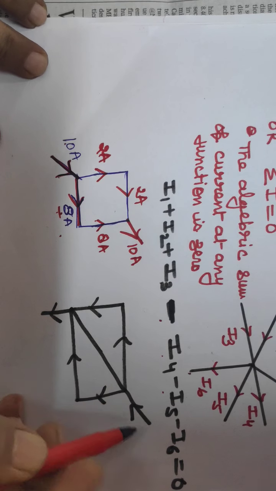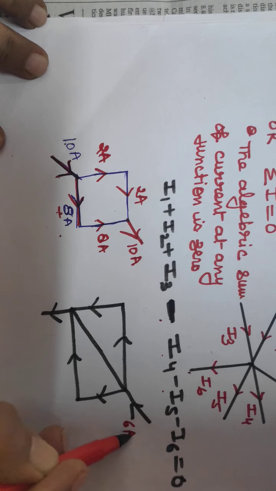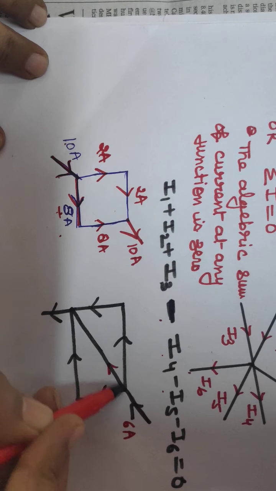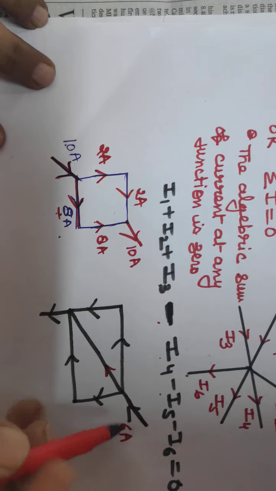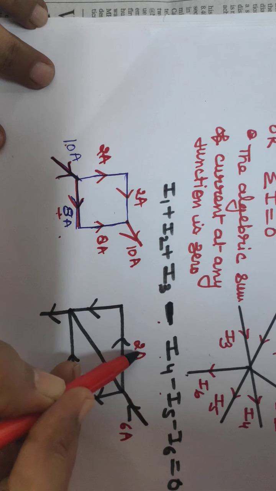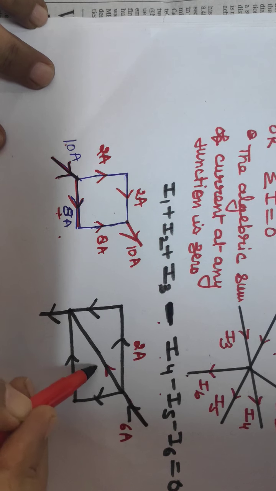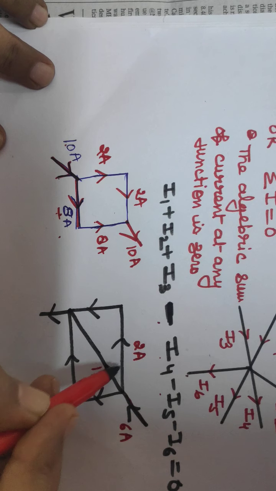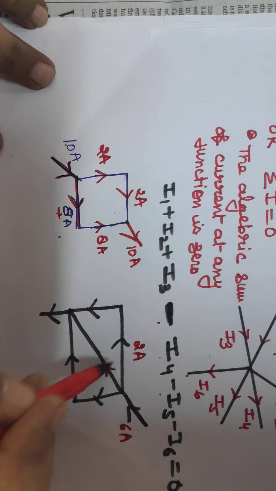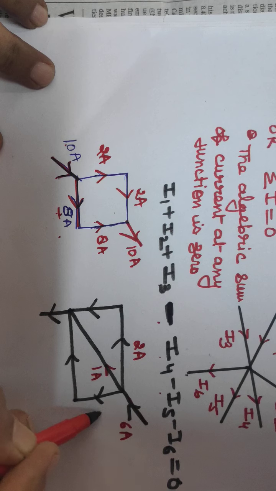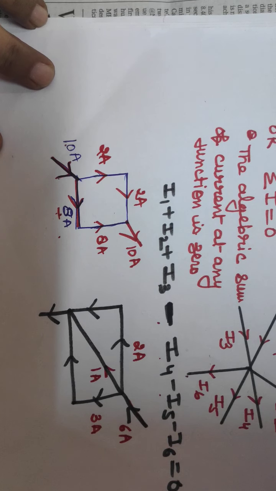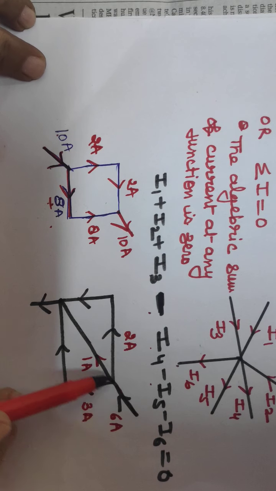Similarly, suppose we take 6 ampere current coming in and there are 3 branches. Suppose in this branch 2 ampere, in this branch 1 ampere. So 2 and 1 make 3, and 6 minus 3, so 3 ampere will go in this branch. In this way we divide current in a circuit.